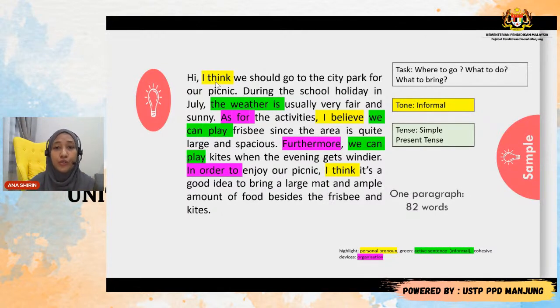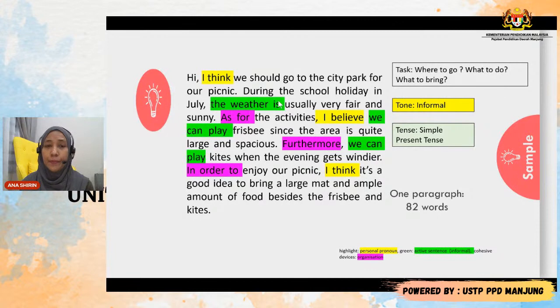The second sentence, during the school holiday in July, the weather is usually fair and sunny. This is my elaboration or my reason about why I should go to the city park. So I answer the question first by saying that we should go to the city park, and then I provide an elaboration for it, which is only one sentence and one reason. Do not go beyond that. You do not need to provide two reasons for one single point in the CEFR aligned examination paper, because you need to write in a simple, curt, and short manner. So address the question, answer it, and provide one elaboration.